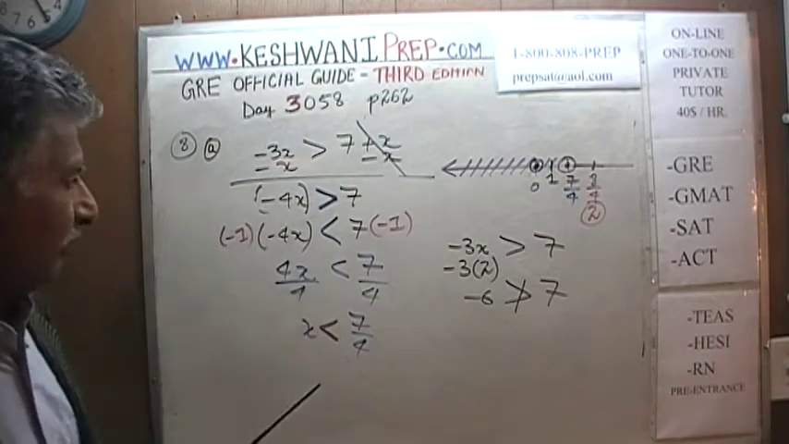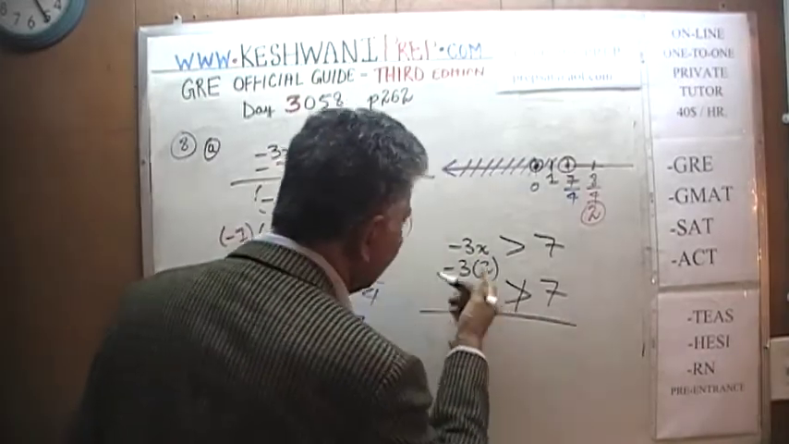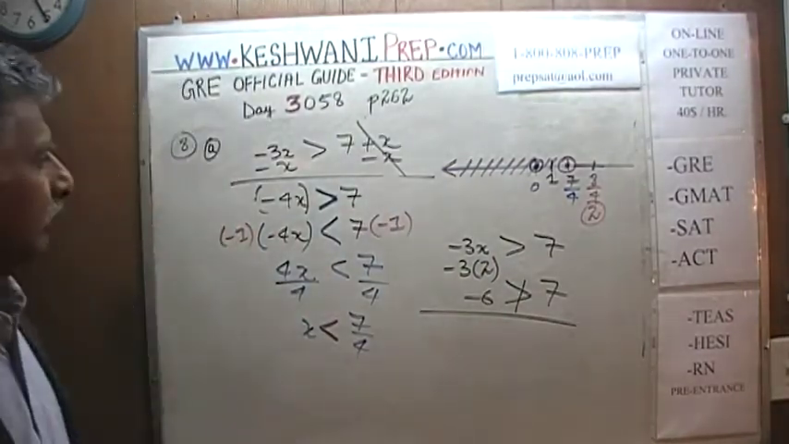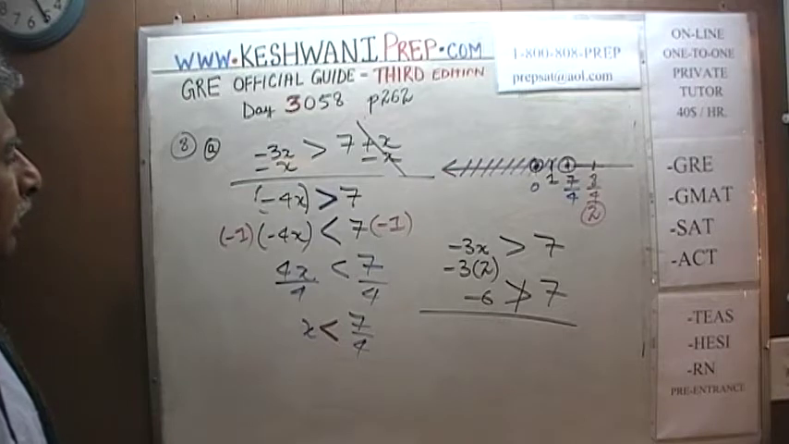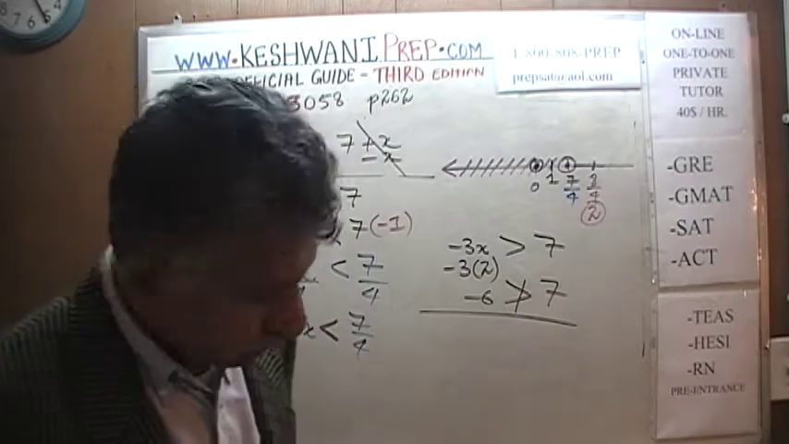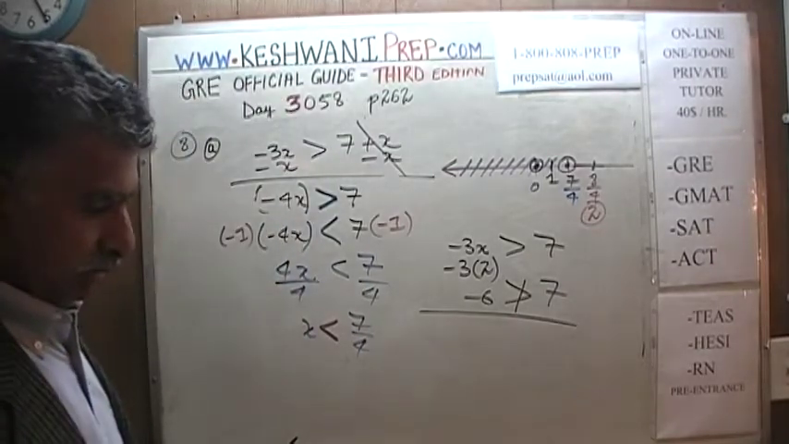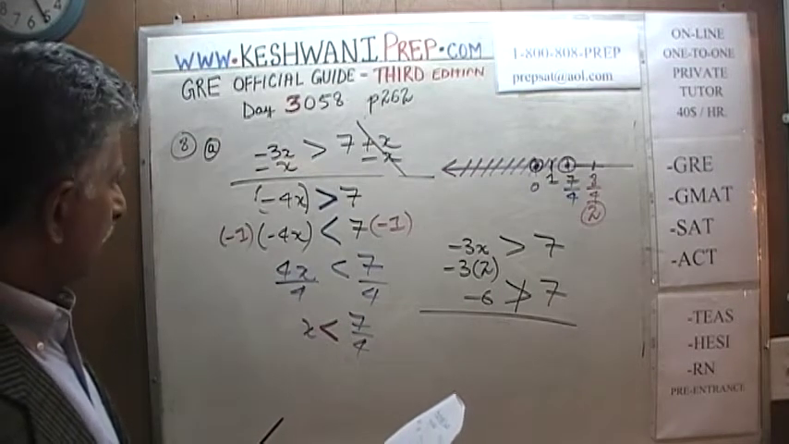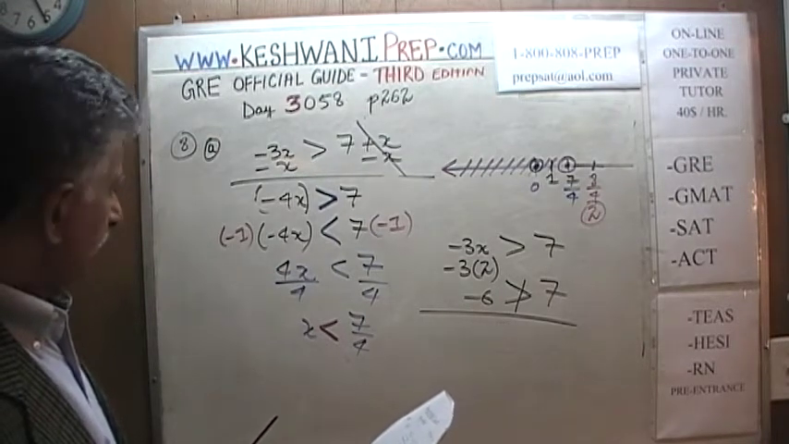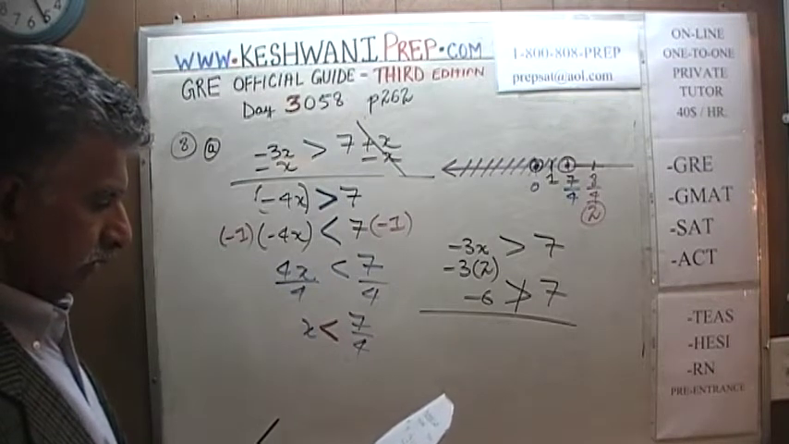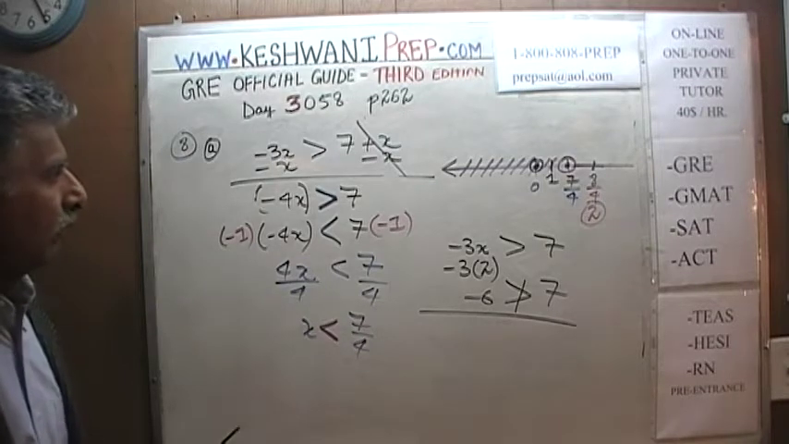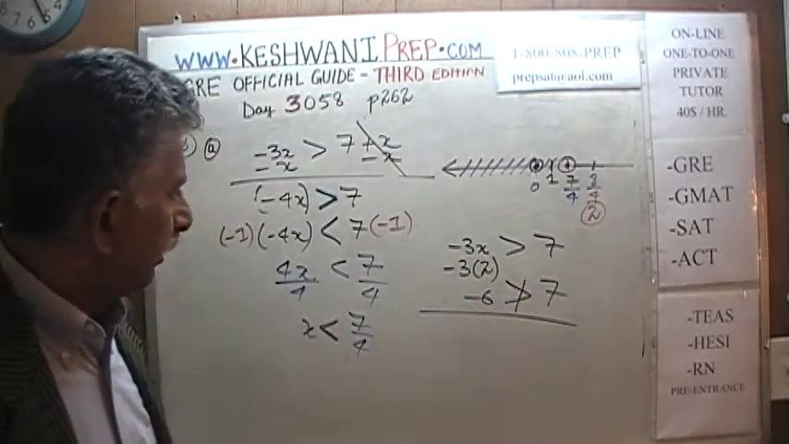If you put 0 here, 0 is very easy to see. 0 is greater than 7? 0 is not greater than 7. What the hell is going on? Did I make a mistake? x plus 7, subtract 7 from both sides, we get negative 4. Oh, I did make a mistake. This is all wrong. I wonder how this one verified actually.